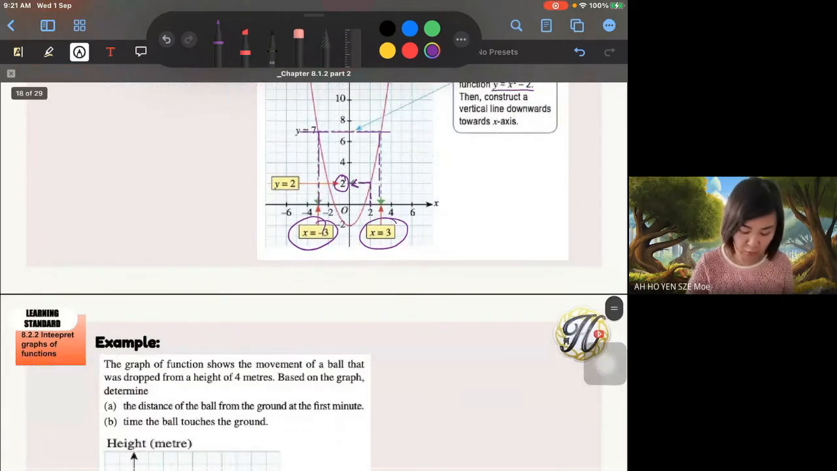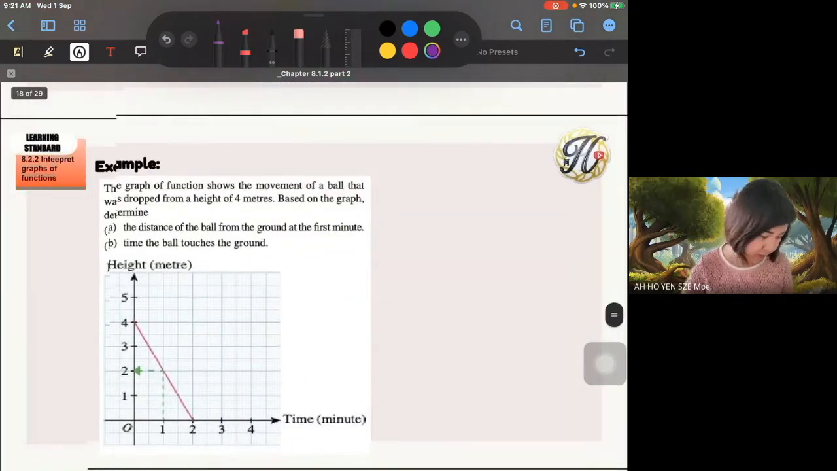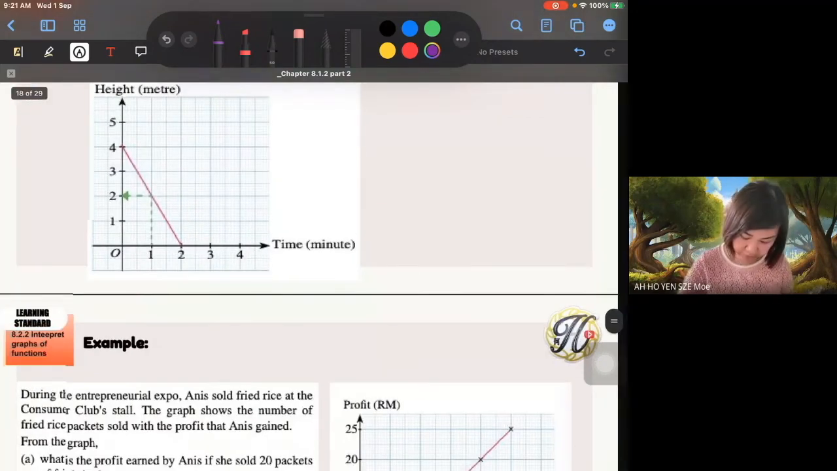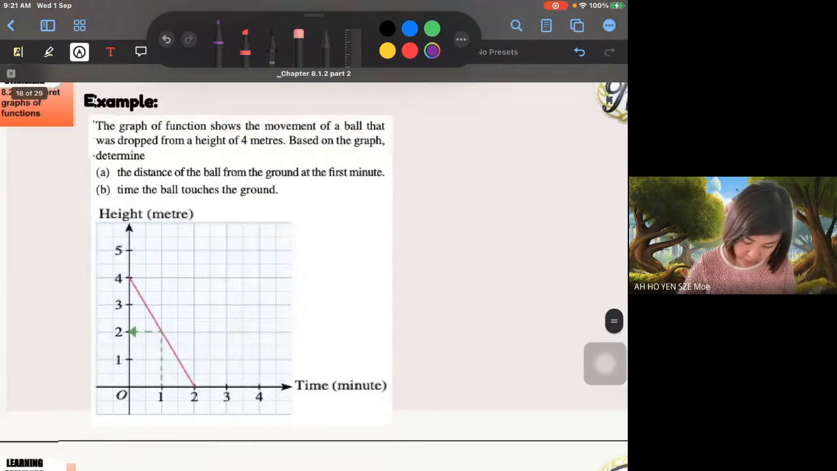Okay, last one. This is the last example. Got one more, so this is another one.